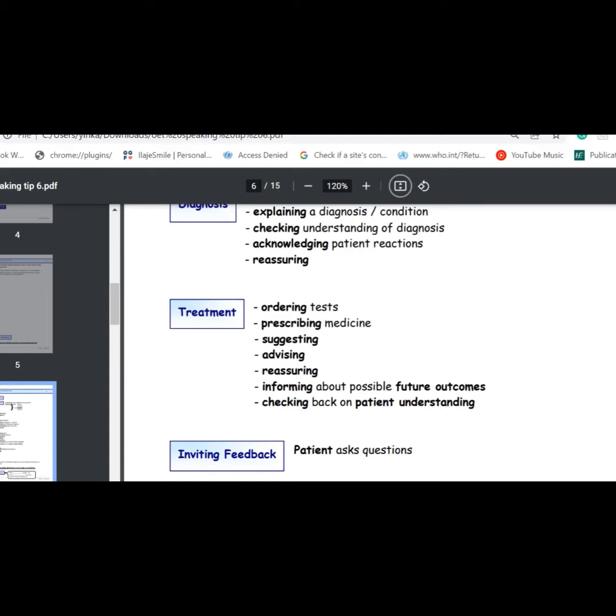Are you suggesting a treatment plan? Are you suggesting that the patient take up some exercises? Are you advising that the patient stop smoking? You need to be able to provide some reassurance along the line as you give the treatment plan. Also part of that is informing about possible future outcomes that might be applicable and checking back on patient understanding. This is very important.